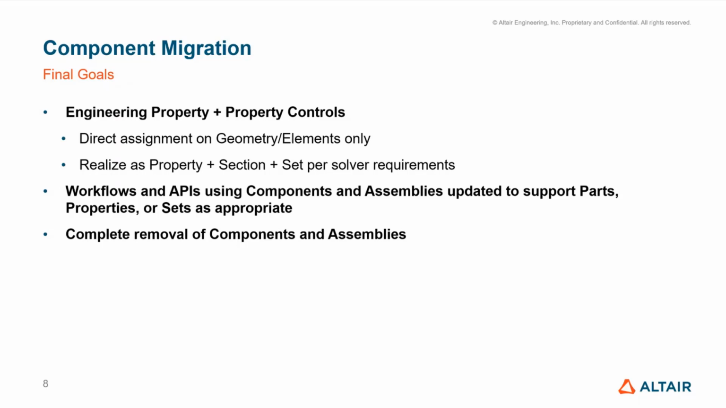Final goal, we would have an engineering property and a property control. Obviously, the property has too many engineering or solver related controls, and we would have a generic engineering property, which is probably elastic or plastic or more generic property itself, and any additional controls that come with that would move into the controls of this engineering property. We would have only direct assignment, directly assigning the property on the elements rather than on the component. And as I said, finally we would remove the components and assemblies as we move further.